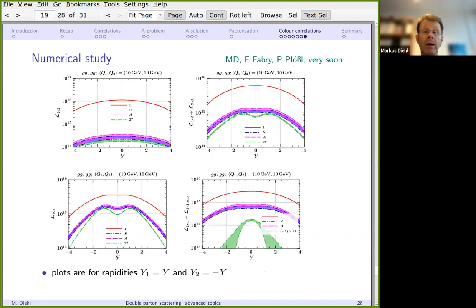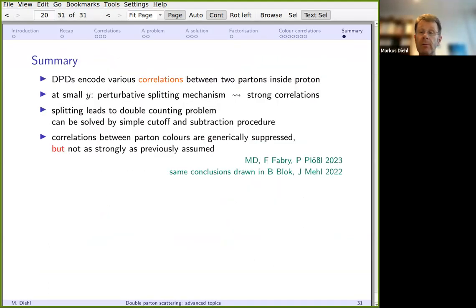And then I would like to wrap up. There are some more plots. If you have time, you can look at them afterwards. Here's my summary. The nice, in a way, interesting thing about double parton distributions is that they allow us to quantify many interesting correlations between two partons inside a proton. At small y, we have a perturbative splitting mechanism that we can compute, and that shows us there are strong correlations, not surprising. This splitting, however, leads to a double counting problem, which you have to come to grips with, but we've shown that you can do that with a cutoff and a subtraction procedure.